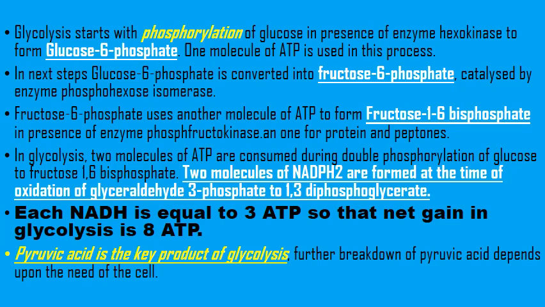Two molecules of NADH2 are formed at the time of oxidation of glyceraldehyde 3-phosphate to 1,3-diphosphoglycerate. Each NADH is equal to 3 ATP, so that net gain in glycolysis is 8 ATP. Pyruvic acid is the key product of glycolysis. Further breakdown of pyruvic acid depends upon the need of the cell.